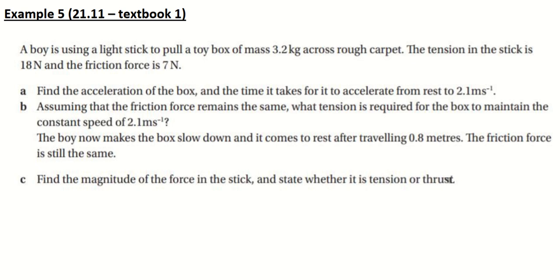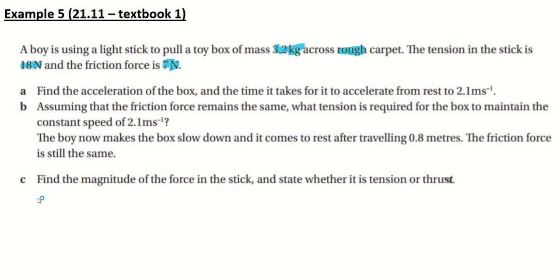Okay, so quite a lot of useful information in this question. So a boy is pulling a toy box of mass 3.2 kilograms. That's very useful. Rough carpet. So rough in mechanics means there's friction between the surface and the object. The tension in the stick is 18 newtons and the friction we just mentioned is 7 newtons. And we have to find the acceleration of the box.